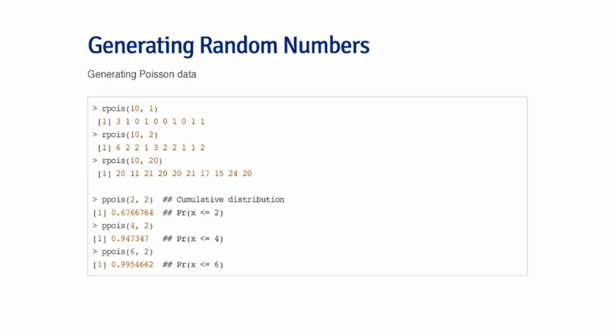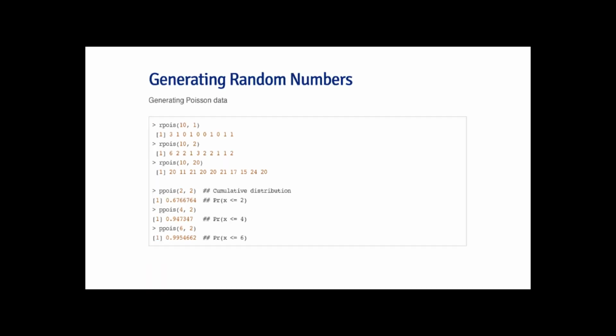I could also evaluate the cumulative distribution function for the Poisson distribution. So here in this first example, I want to know what is the probability that a Poisson random variable is less than or equal to 2 if the rate is 2. And this is the probability, it's 0.67 roughly. If I wanted to know what's the probability that a Poisson random variable with rate 2 is less than or equal to 4, you can see the probability is getting bigger. And here I can see the probability that a Poisson random variable is less than or equal to 6, and it's very close to 1. So the cumulative distribution allows you to evaluate these probabilities.